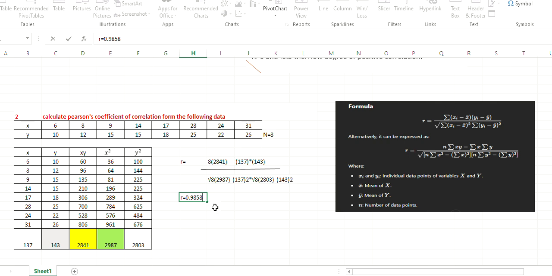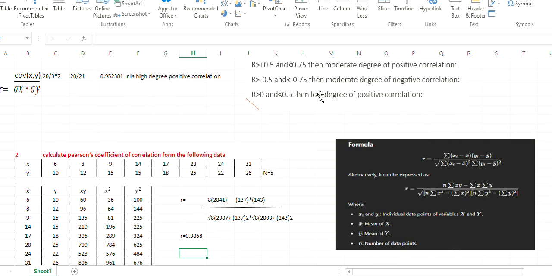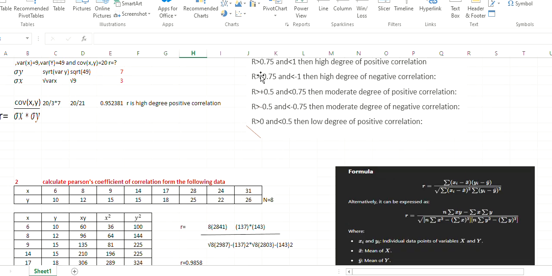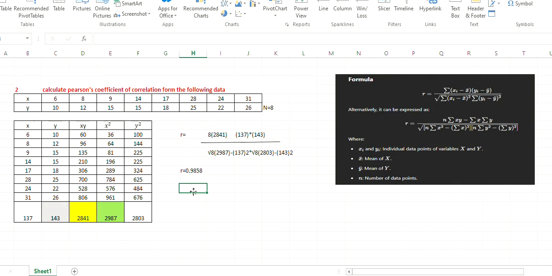0.9858. So what is this 0.9858? What kind of relation is it? You have to write it. Here I have given that r is greater than 0.75 and less than 1. It is a high degree positive correlation. So here you have to write high degree positive correlation, right? Similarly, I have taken one more data.